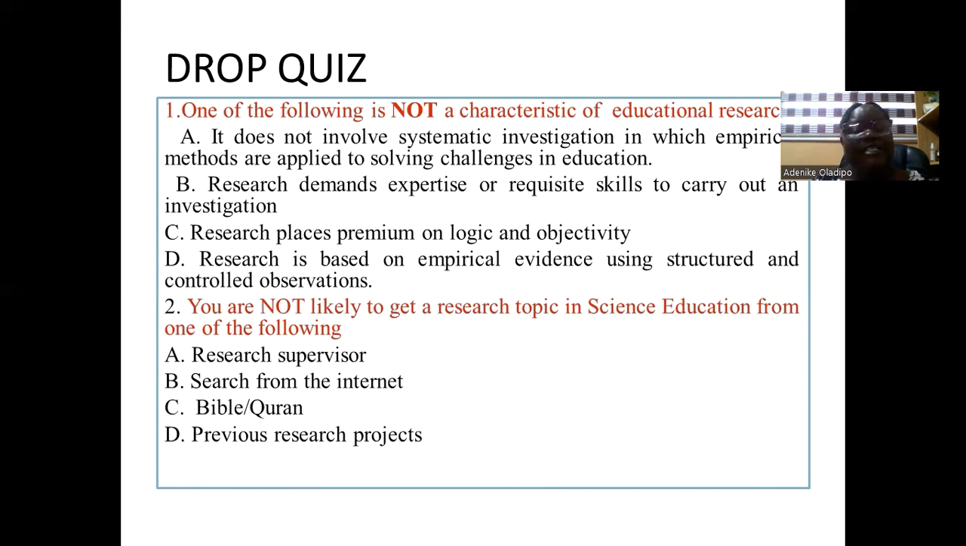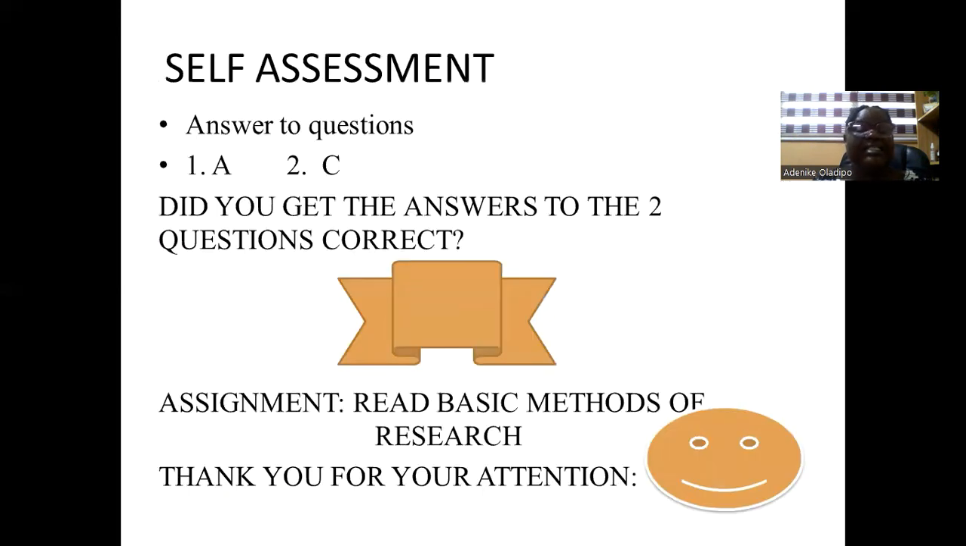Thank you for attempting these two questions. Let's see if you were able to get the two questions correct. Take your pencil and pen and mark yourself. The answer to question 1 is A. The answer to question 2 is C. Did you get the answers to the two questions correct? Then clap for yourselves. Kudos.